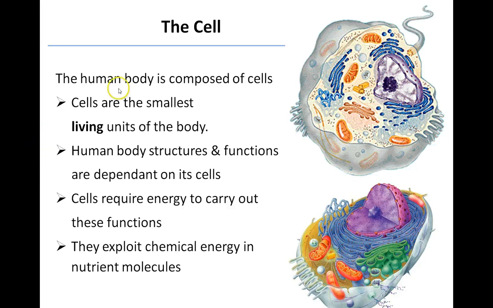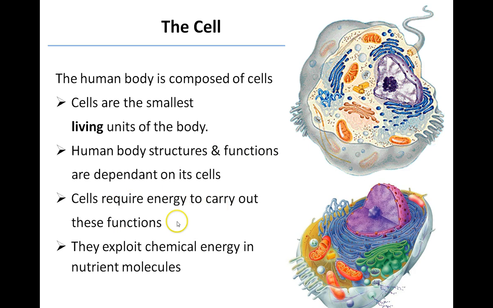So, a human cell, defined as the smallest living unit of the body. All our body structures and functions are dependent upon the different cells that we have. We have different cells that look different, doing different jobs. Each one of those cells contributes something to the function of us as a functioning human organism.